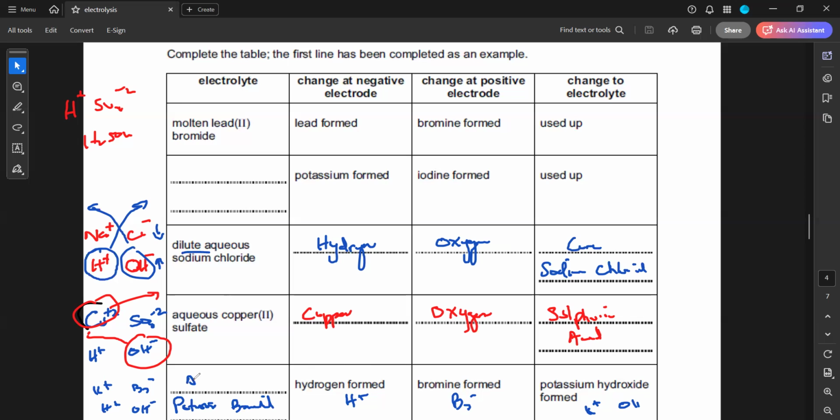Then it is aqueous, and whether it is dilute or concentrated: because the bromine is moving there, it is aqueous concentrated potassium bromide. If it was dilute, then at this point we would not get bromine, we would get oxygen. But if you are getting a salt there, it means it is concentrated.